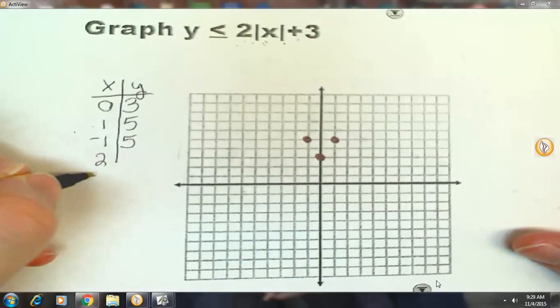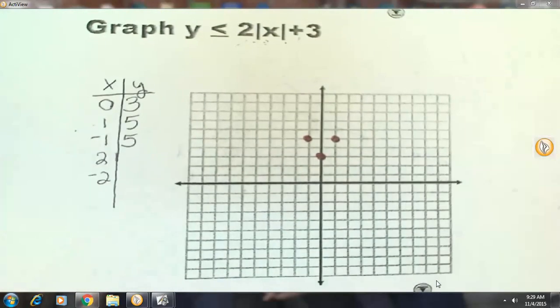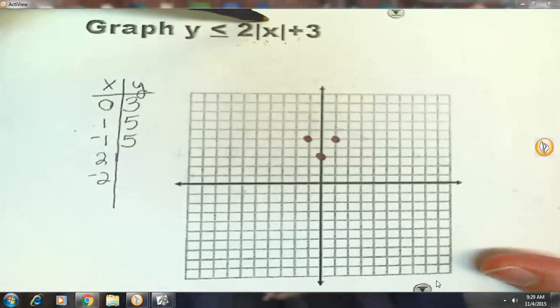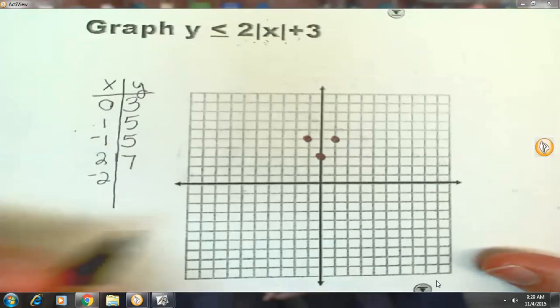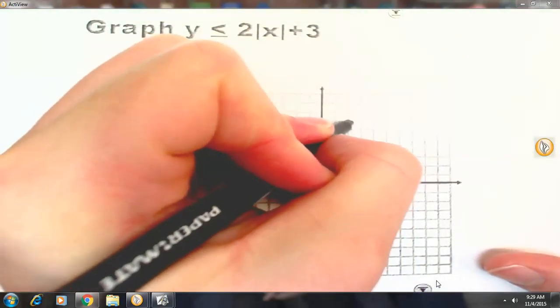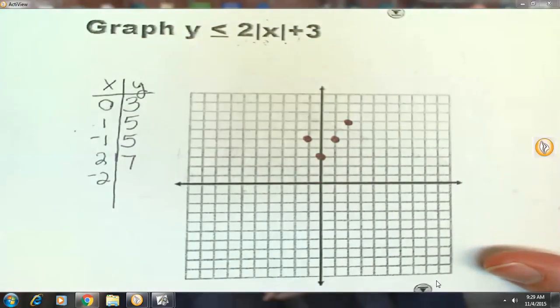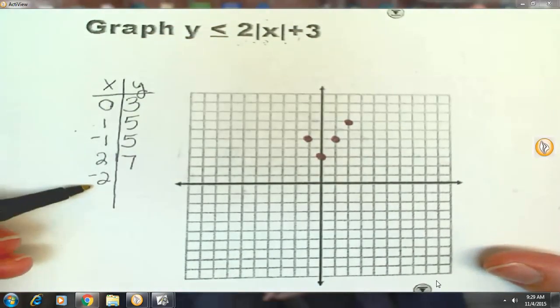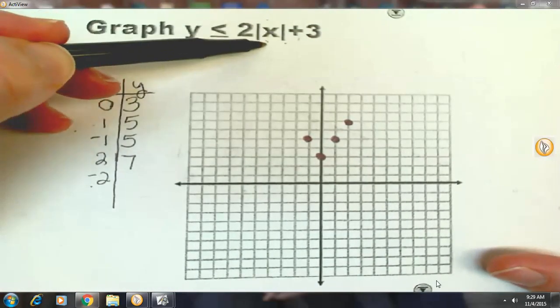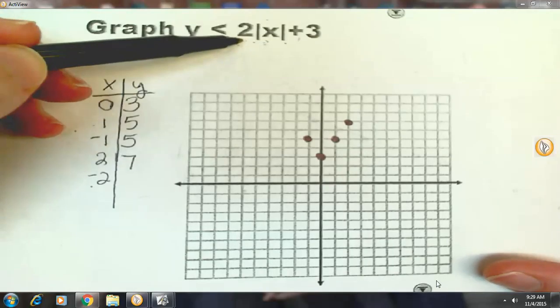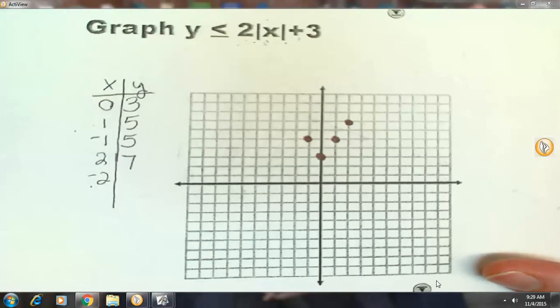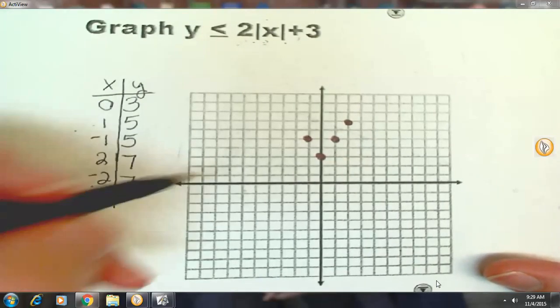Let's put 2 and let's put negative 2 in. I think we have a pretty good idea of what our graph is doing, but let's test some more points. The absolute value of 2 is 2, times 2, plus 3. So it's negative 2 in. The absolute value of negative 2 is 2. 2 times 2 is 4, and 4 plus 3 is 7.